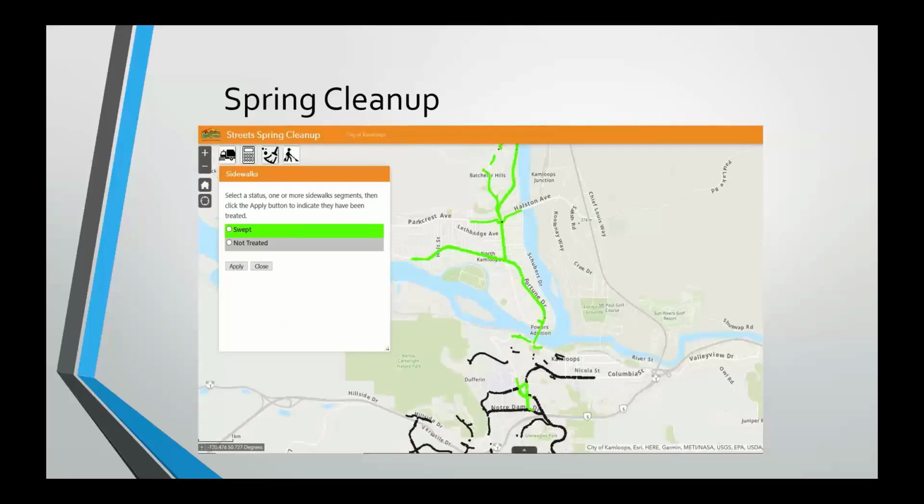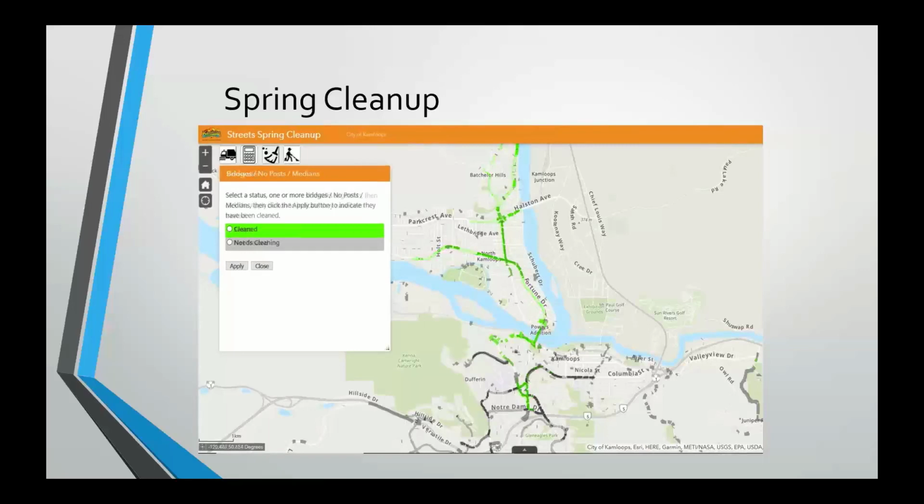Once winter's over, we move on to spring cleanup. This app shows all the locations where we sweep sidewalks, with the ones that have been swept so far shown in green. This interface shows a dialog and associated map of all the bridges, retaining walls, no post guardrails, and medians that have to be swept or pressure washed. The ones in green on the map are the ones that have been cleaned so far.